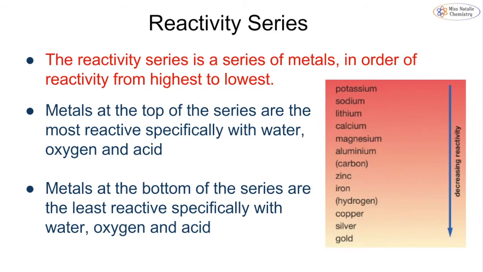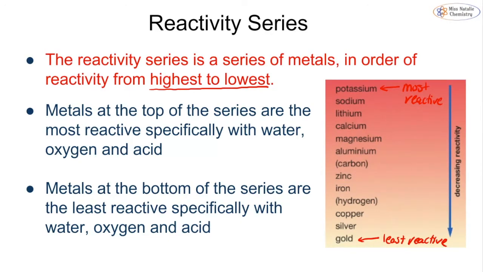Well, the reactivity series is a series of metals in order of reactivity from the highest to the lowest. So at the top of the reactivity series, we have metals such as potassium, sodium, and lithium, and these are the most reactive. And they go down through calcium, magnesium, aluminium, zinc, iron, copper, silver, and gold, which is down to the least reactive. Now, there are a few other metals that can be in the reactivity series, but you're not expected to memorise them.